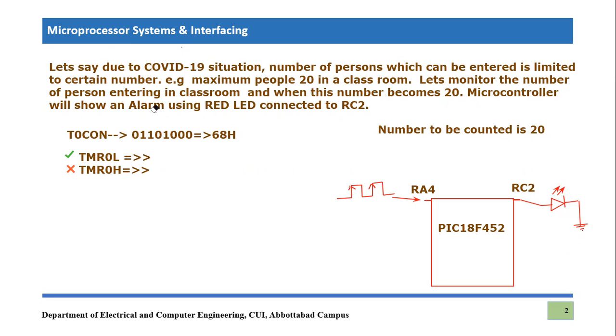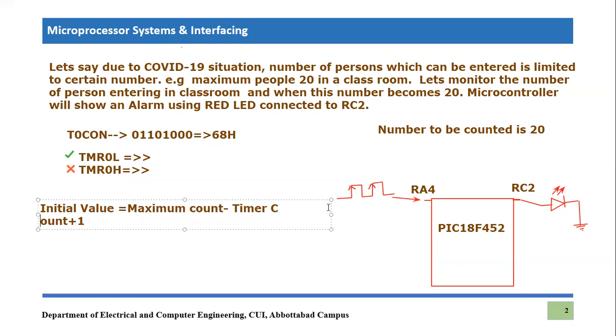So let's calculate the values of the timer now. Okay, this is the formula that we are going to use. How can we calculate the initial value of the timer? Using the formula: initial value is equal to maximum count minus timer count plus 1. So the initial value would become equal to what? For maximum count, we are using the timer in 8-bit mode, so the maximum count will be 255 minus the timer count. We want to count up to 20, so we will put 20.